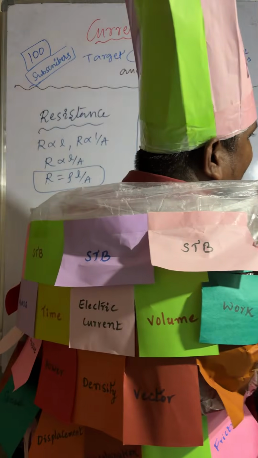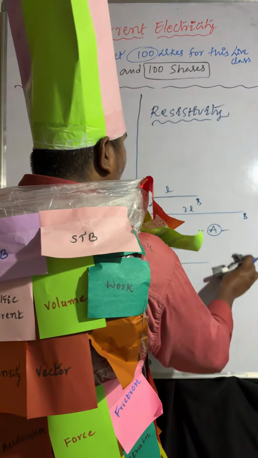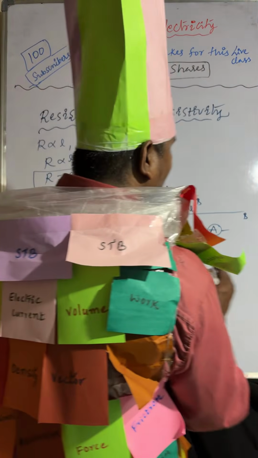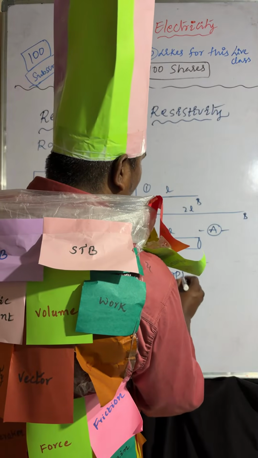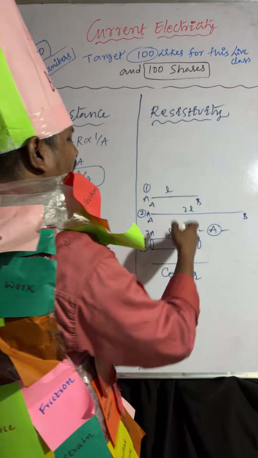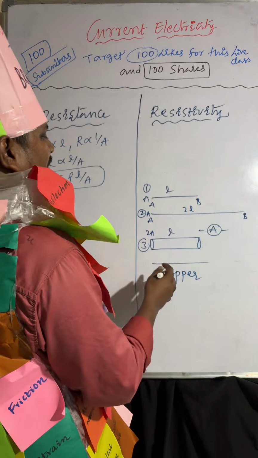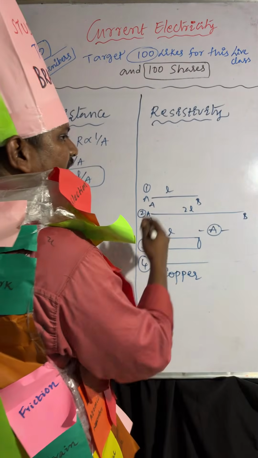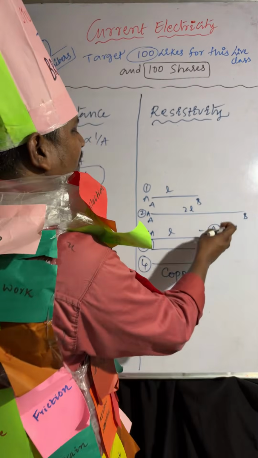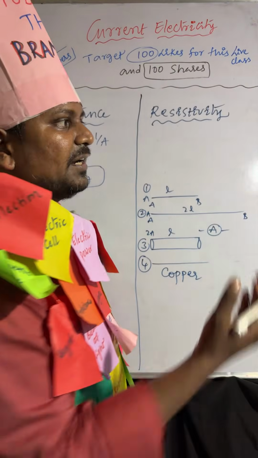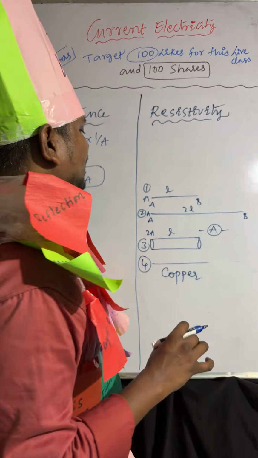Then next you take a copper wire. Like this, you are taking a different material. The last one is the copper wire. Connect all these four cases and observe the reading of the ammeter, which is nothing but the current passing through the ammeter.